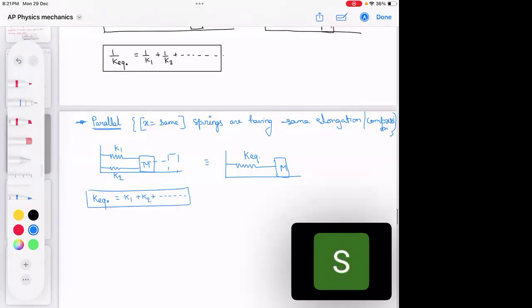Understood? So how many forces have we learned till now? Gravity, normal, tension, and spring. These are the four forces we know till now.